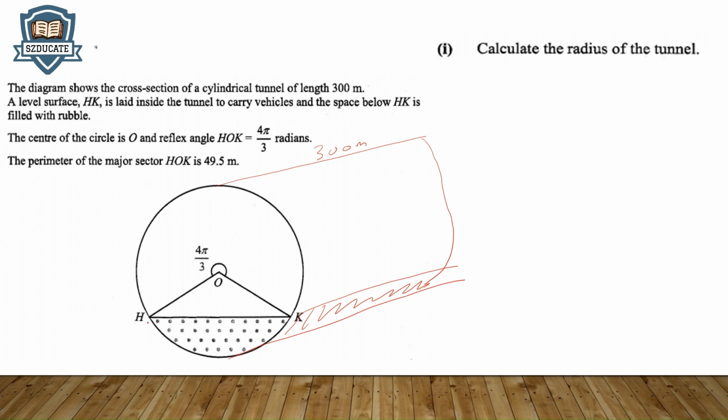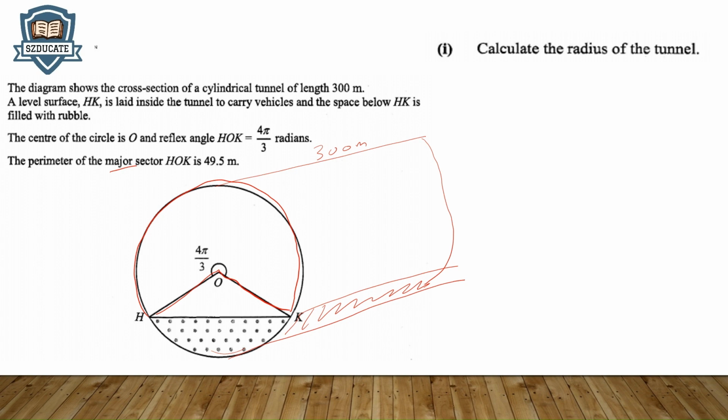We know this, HOK. Now, if you don't know which part it belongs to, take a look. It says major. That means it's the bigger side, so it's this one, from here all the way to here, including the two radius. If it says minor sector HOK, then it's the other side. So this is the big one, and they said this perimeter is 49.5.